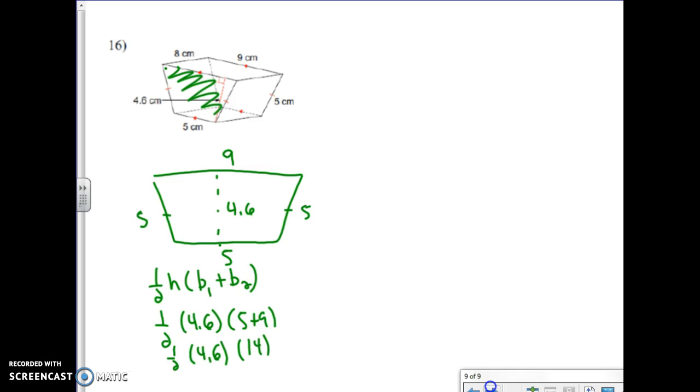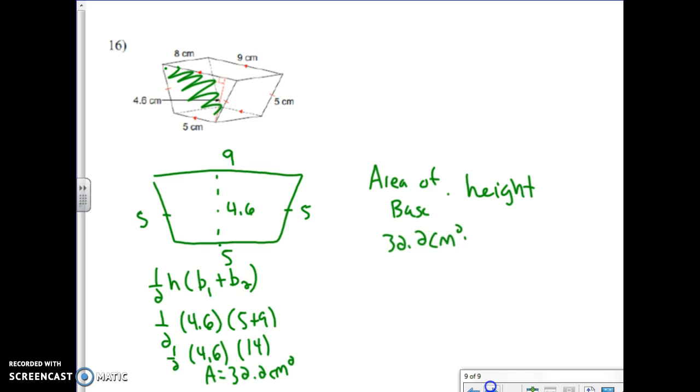So I'm taking, and I get my area to be 32.2 centimeters squared. So it's area of base times the height. So I'm taking 32.2 centimeters squared and multiplying it by 8 centimeters, because that's what's pushing it away from each other. That 8 is pushing my two sides away from each other, two parallel sides. And when I do that, I get 257.6 centimeters cubed.